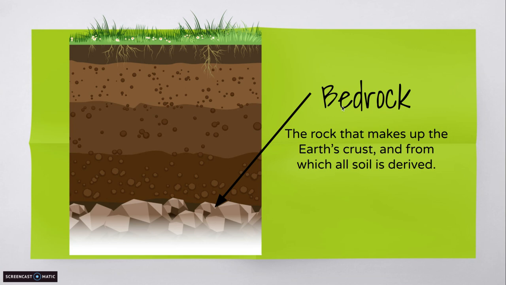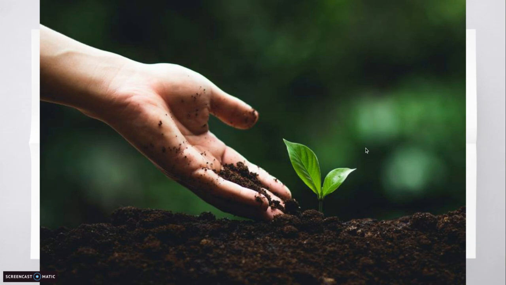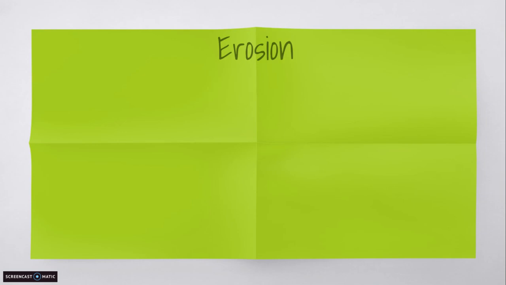Now, because this rich topsoil takes so long to form, it's really important to protect it, right? Without soil, most life on land could not exist. Poor soil management, or just not taking care of soil, can result in some serious problems, and we'll talk about them now. So the first possible problem is erosion.